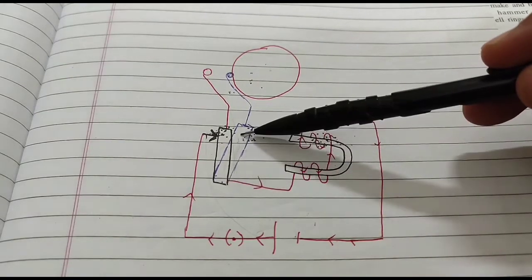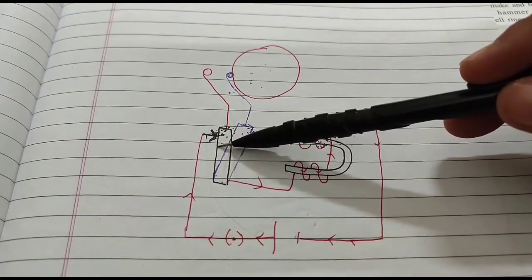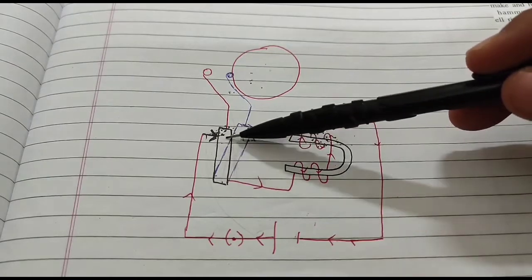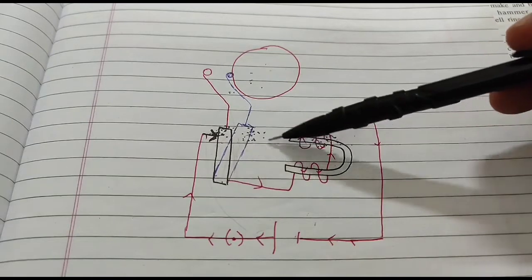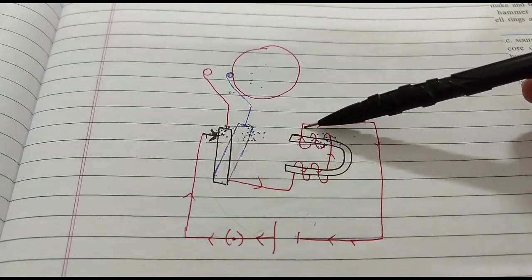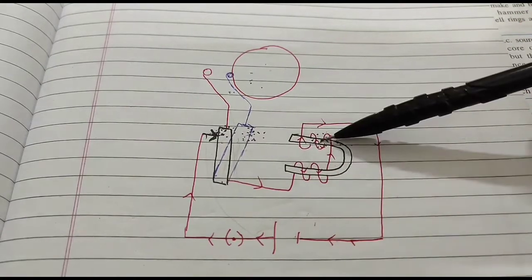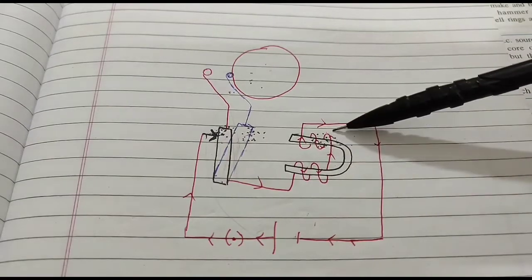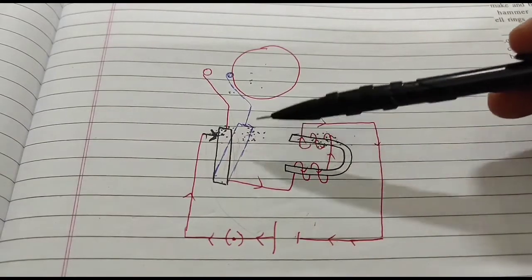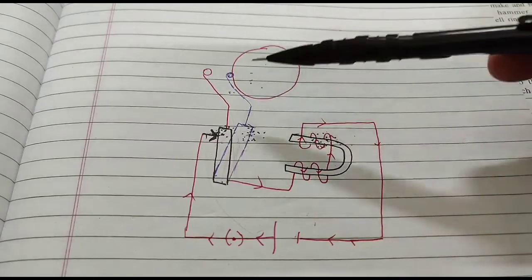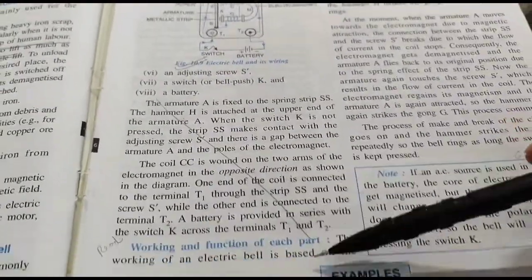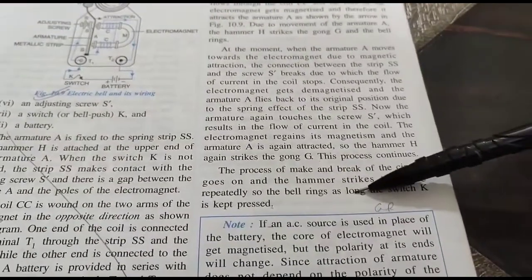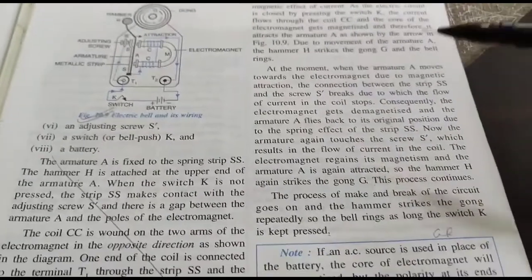It will no longer attract this armature, metallic strip. So, like a spring-like action, it will go back to its original position. But when that happens, it once again comes in contact with this adjustment screw. The circuit is completed, electricity flows, this becomes magnetized, and the cycle repeats itself. Magnetized, demagnetized, magnetized, demagnetized. Circuit is broken and closed, broken and closed. This keeps on happening, and the hammer keeps hitting the gong, and that's how an electric bell works. So make sure you read the theory, the working part, and keep looking at the diagram for that.